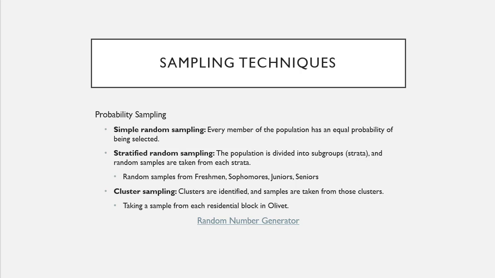The first thing I would do is find out who all the freshmen are, who all the sophomores are, who all the juniors are, and who all the seniors are. And then I would randomly select 50 of the freshmen, 50 sophomores, 50 juniors, 50 seniors. And that would give me 50 from each class.